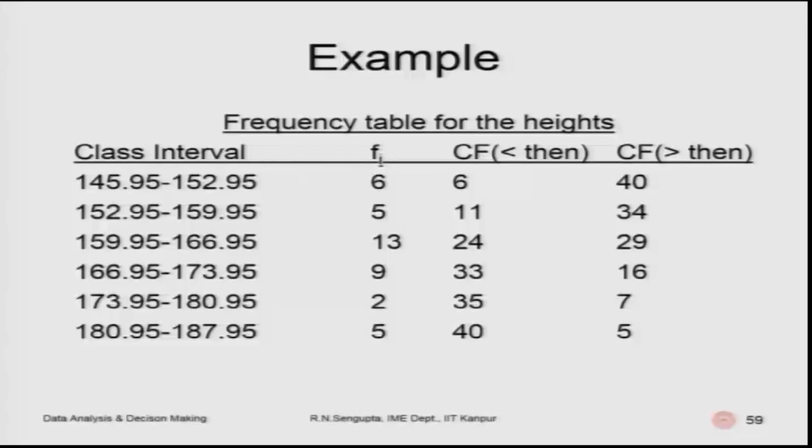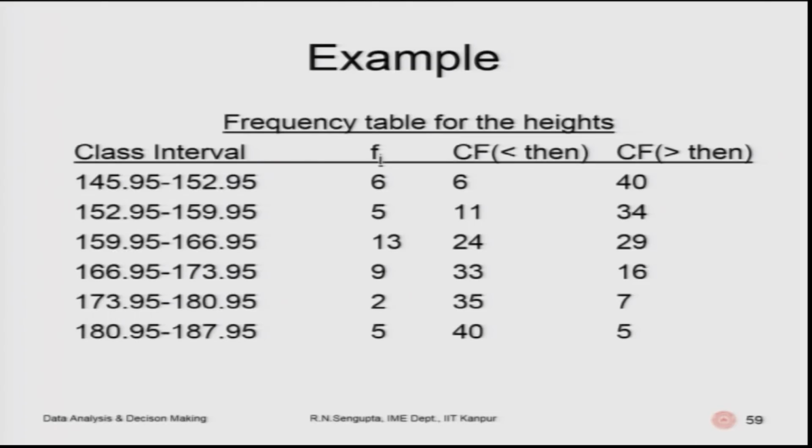Now the next column gives us the frequency. For the class interval between 145.95 to 152.95, the frequency is 6. For the next class it is 5, for the third one it is 13, and so on, and we continue; the last value is 5. Now, remember one thing: the assumption we made is that the class intervals should be of equal division. If you look at the class interval 145.95 to 152.95, and the next one from 152.95 to 159.95, and so on, then the intervals are of equal breadth.